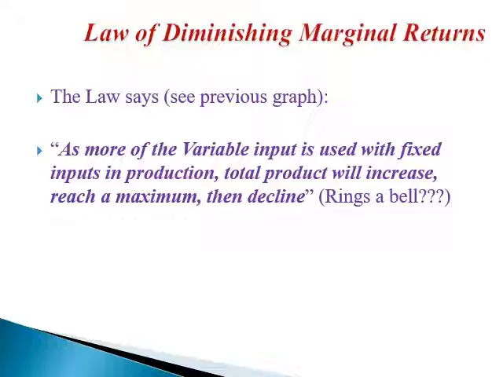As you can see in this slide, the law of diminishing returns states that as more of the variable input is used while you have some fixed inputs used in production, total product, which is total physical product, or TPP, or Y, or the level of production, or the volume of production, or the level of output, all that is the same, will increase and then reach a maximum, and after that it will decline. Here it says this rings a bell. Doesn't that remind you of the total utility function that we talked about before, which tells you simply that there is an end for everything in consumption theory and in production theory?